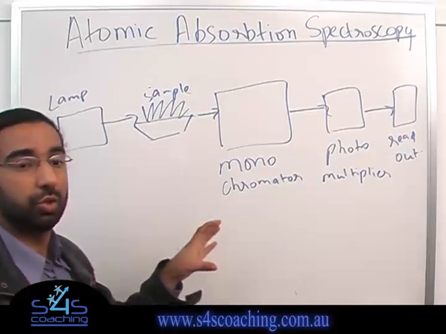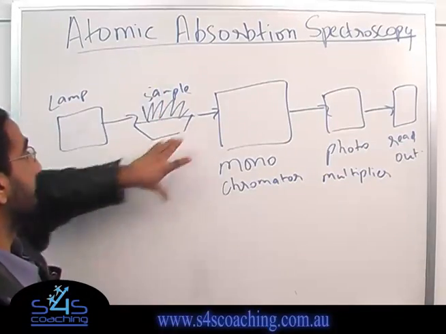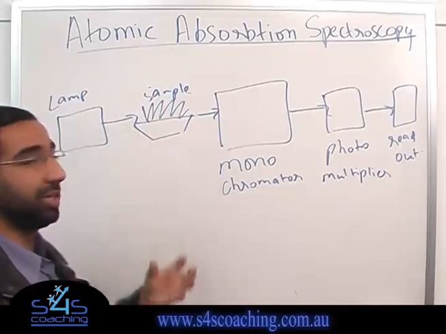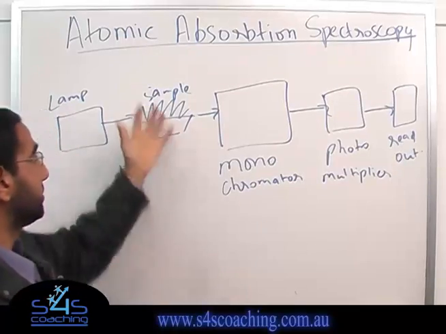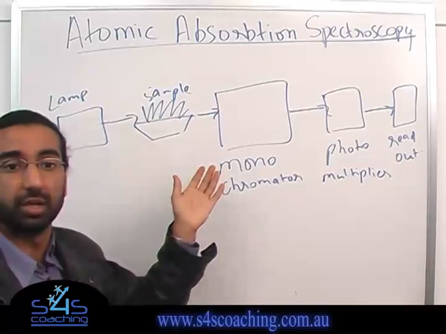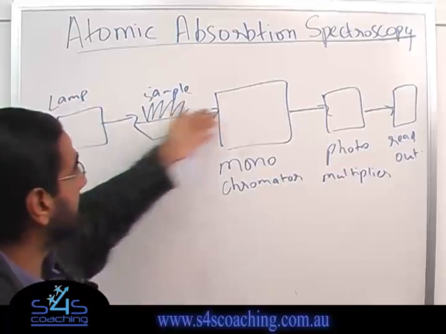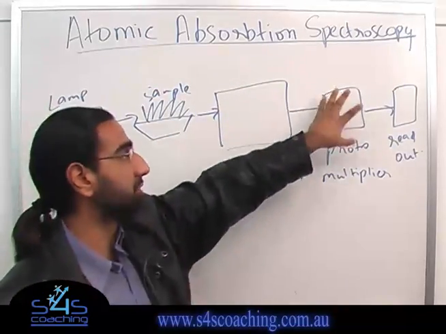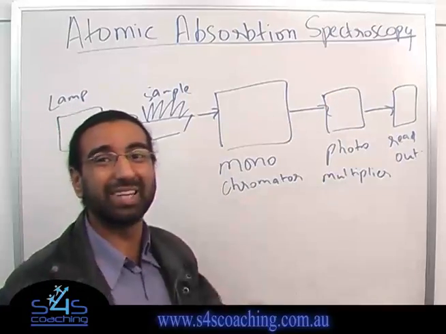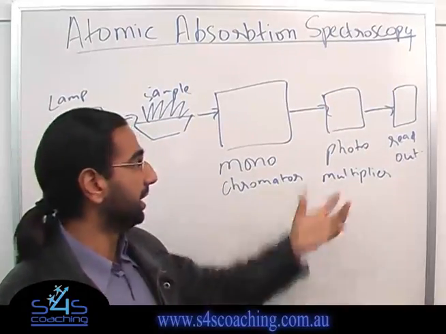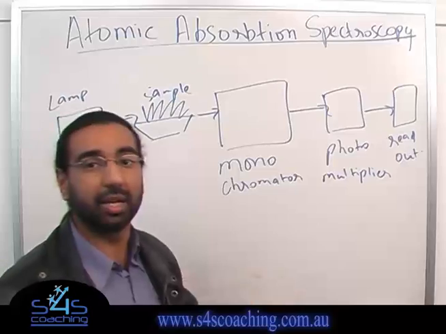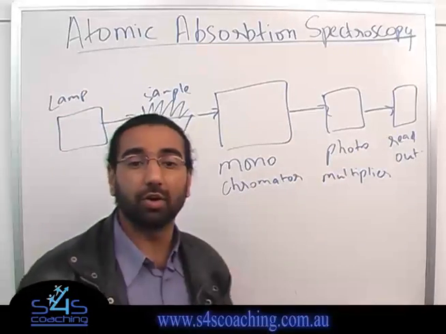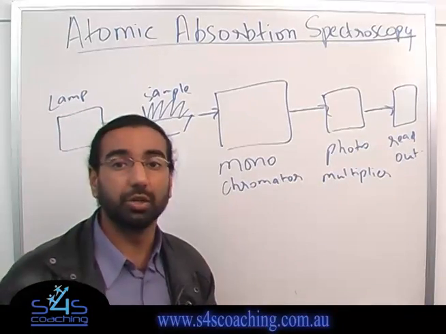Then what they actually do is they take the sample and they aspirate it, which essentially means I need to vaporize it, because if it's not vaporized, it's not going to absorb the light. Then it comes through the monochromator, which selects a particular frequency of light. I then put it through the photomultiplier, which is going to amplify the signal so that I can get a better reading, and then I have a readout on the other side that I can actually use.